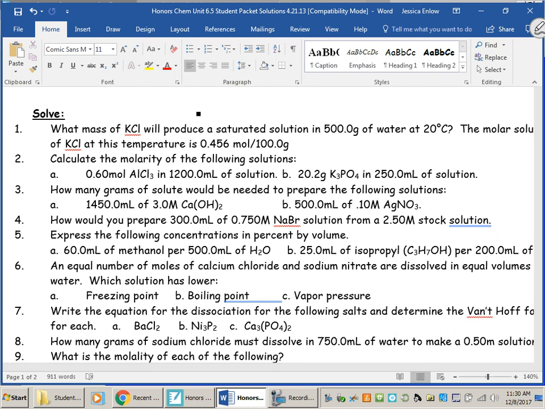So what mass of KCl will produce a saturated solution in 500 grams of water at 20 degrees Celsius, given the molar solubility of KCl at this concentration? Is this a calculation of concentration question? It doesn't really seem like it. It kind of relates to the solubility curves. Now, they're not giving you a solubility curve here, but they're telling you that the molar solubility is this right here. So I want you to write that down and then think about how you'll figure out how much KCl will dissolve in 500 grams of water.